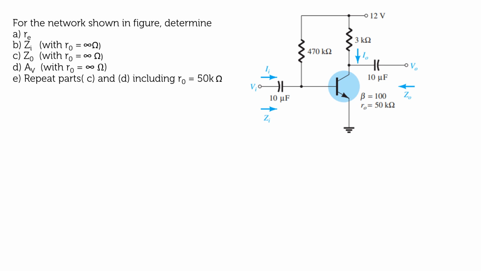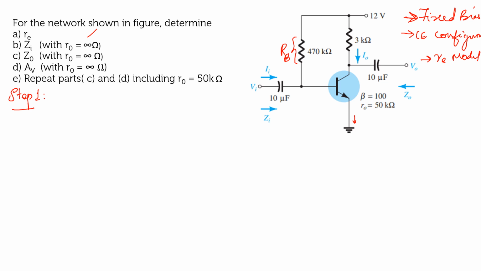So when we see this diagram, what are the clues given in the diagram? Say for example, you have a fixed resistor RB, right? So it's a fixed bias. Fixed bias, what type of configuration? Because the emitter is grounded, it is a CE configuration. And you know from the problem that it is an re model. So let us start with step 1: the re model of fixed bias CE configuration.